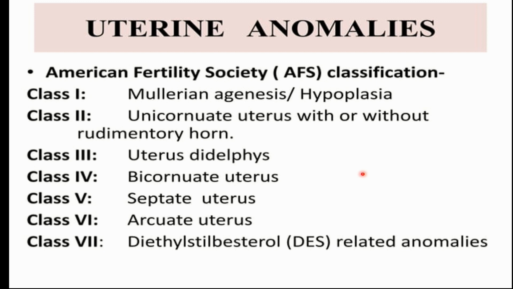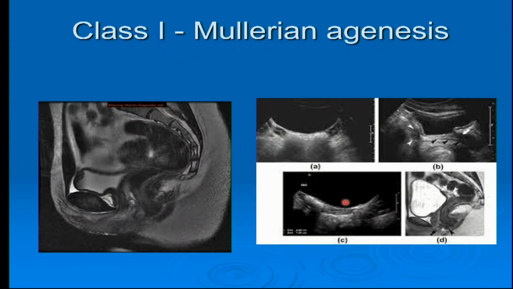Class 5 is septate, second commonest. Class 6 is arcuate uterus. It is not actually an anomaly, it is theoretical, but it is a variant, and it will not affect the reproductive life of a woman at all. Class 7 is intrauterine exposure to diethylstilbestrol and related abnormalities and distortion of the uterovaginal canal.